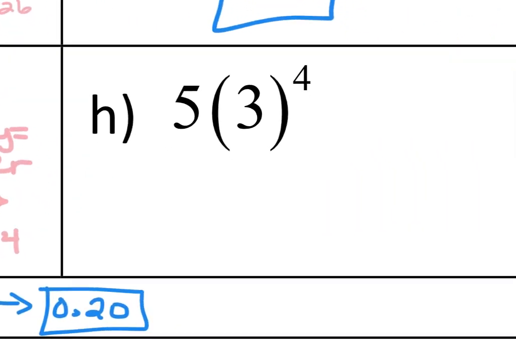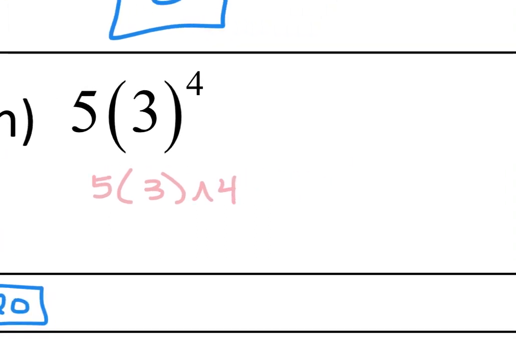And for letter H, literally type in what you see. 5 parentheses 3 parentheses to the 4th power, just exactly like that. And when you hit enter, it should give you the answer 405.